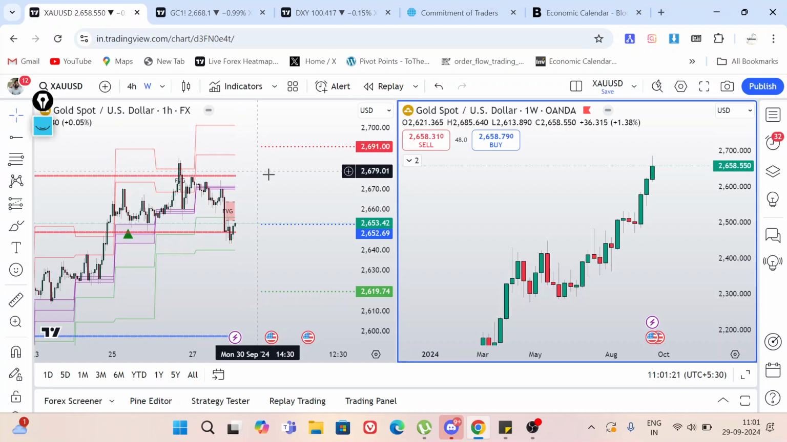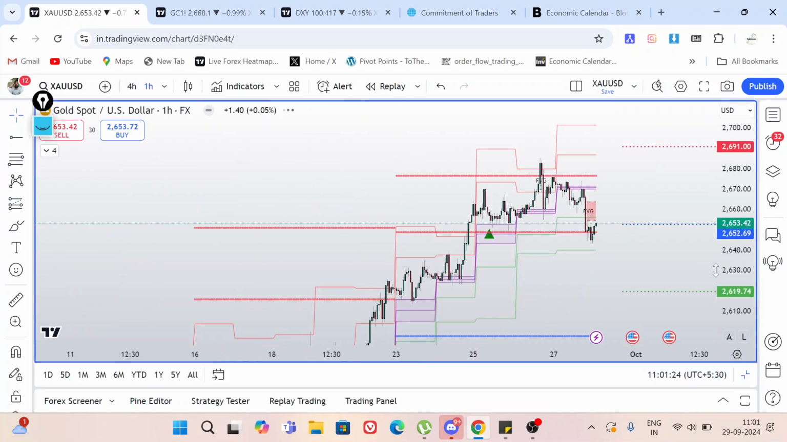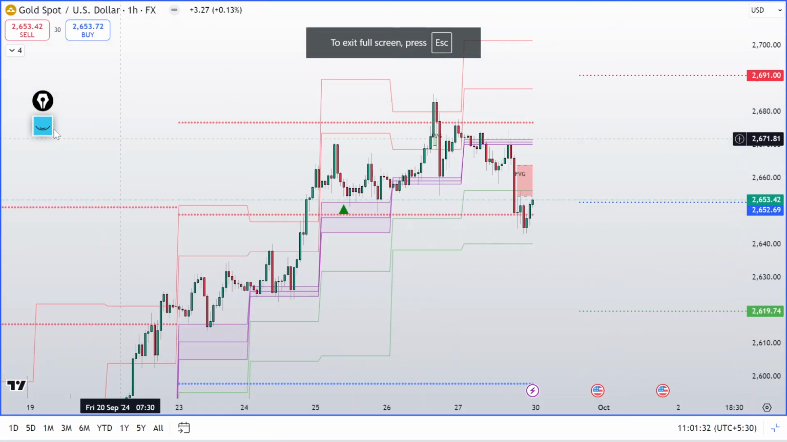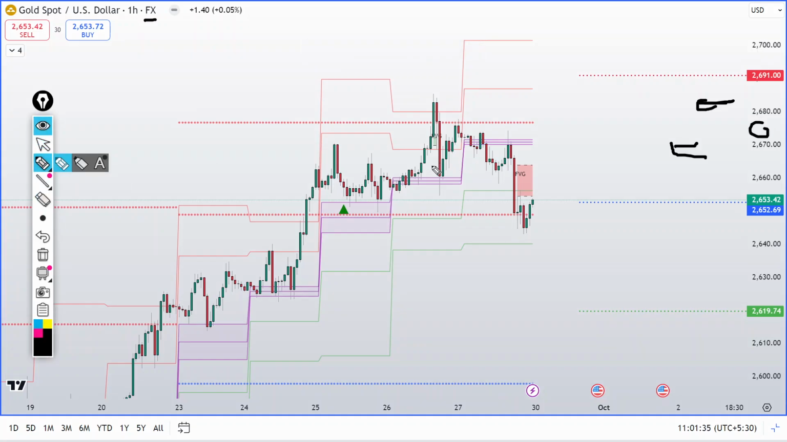Now if we check the intraday chart, that is the 1 hour time frame, you can see the price has currently broken down from this support area. Let me show you. The support area on the intraday time frame is around 2655 to 2660 roughly, right over here. As you can see, the price is currently going to retest this level. So on retest we can look for sells. If we see rejection on the 1 hour time frame, we are going to look for sell opportunities.